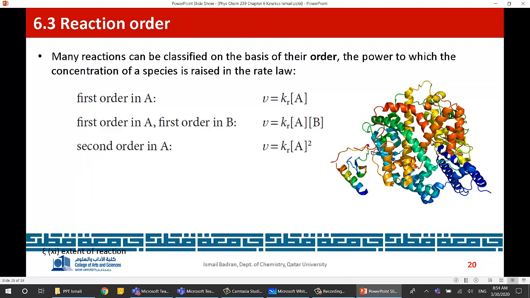The order of the reaction can be first order, that means 1, second order, 2, or third order, or fourth order, or whatever. Now the simplest one is the first order. We say V is equal to Kr times A, where A is to the power 1, and because it's A to the power 1, that means it's first order in A.